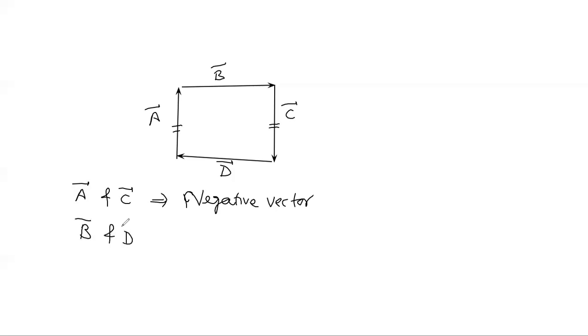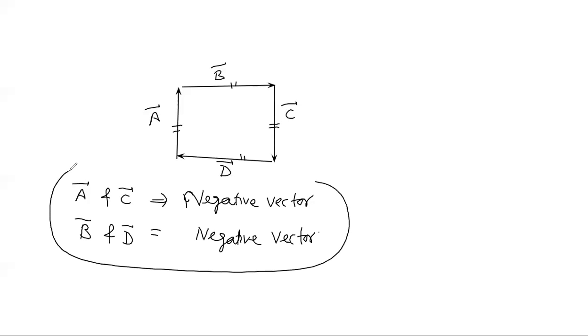And in the same way, B vector and D vector also have the same magnitude, but their direction is opposite. So they are also called negative vectors. Clear? So negative vector is clear to all of you. In negative vectors, A and C are called negative vectors, and B and D are also negative vectors.